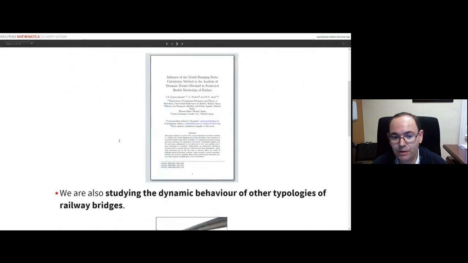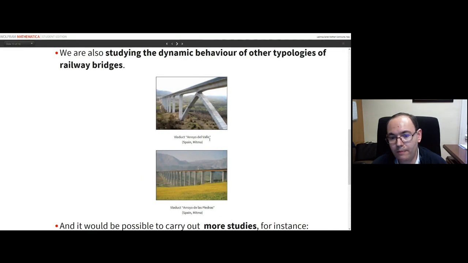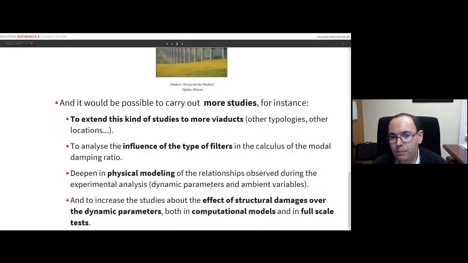Now it's under revision. And we are also studying the dynamic behavior of other typologies of railway bridges, these two bridges, Viaduct Arroyo del Valle and Viaduct Arroyo de las Piedras in Spain. And it will be possible to carry out more studies, for instance, to extend this kind of study to more viaducts with other typologies, locations, to analyze the influence of the type of filters, deepen the physical modeling of the relationship that we have observed, and to increase the studies about the effect of structural damage over the dynamic parameters, both in computational models and in full scale tests.